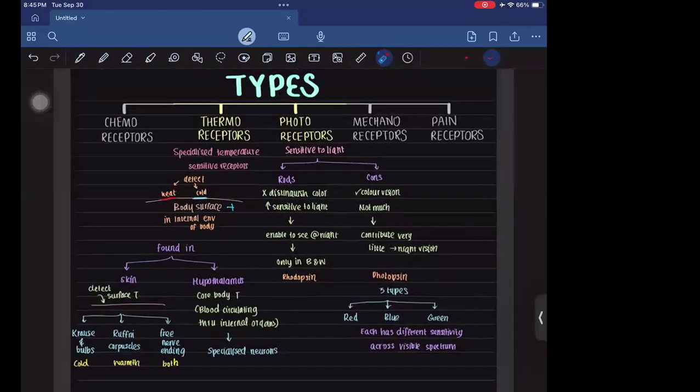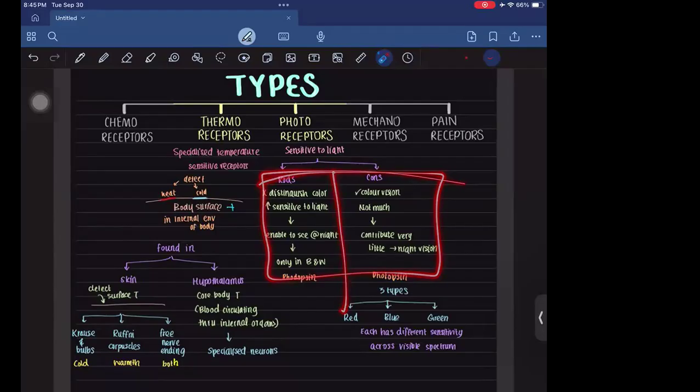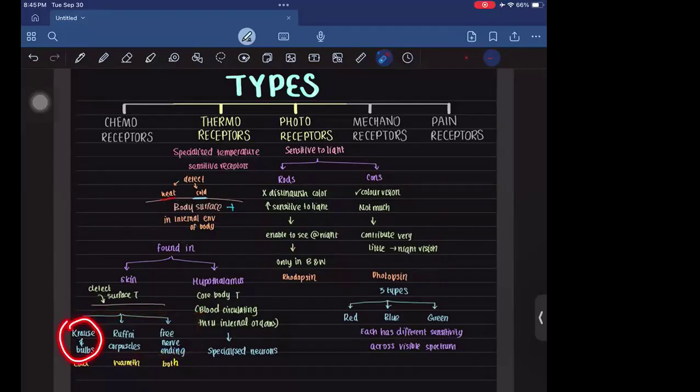So this is all about thermoreceptors and photoreceptors. Remember what they are detecting: thermoreceptors, temperature; photoreceptors, light. Thermoreceptors detect heat or cold, internal as well as on the surface. And remember the types of photoreceptors and the visual pigments, and also the features, because they can ask you in structured essays to contrast the features. Most importantly, remember these examples: Krause end bulbs will be detecting cold; Ruffini corpuscles will be detecting warmth; and free nerve endings will be detecting both cold as well as warmth. And don't forget, thermoreceptors are present in the skin as well as in the hypothalamus.